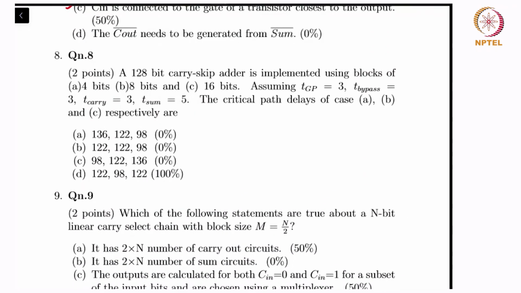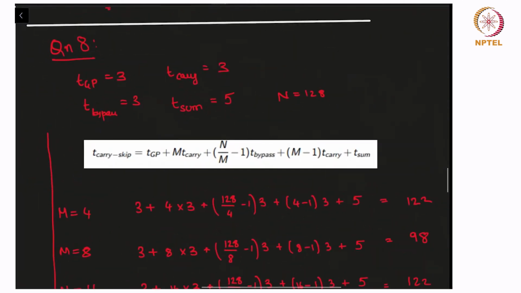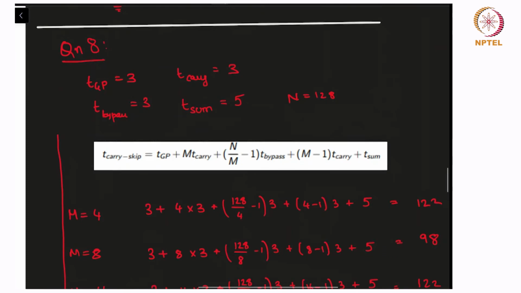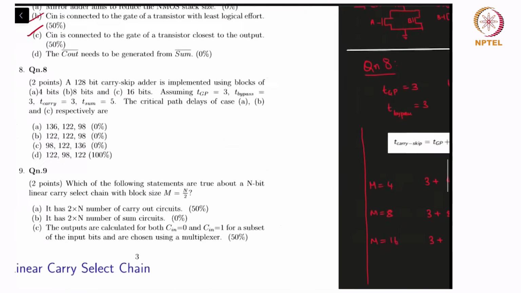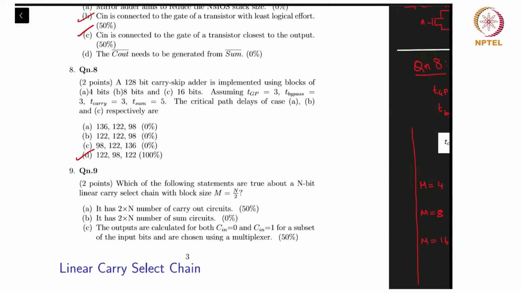Question number 8. A 128-bit carry skip adder is implemented using the following blocks in 4-bit, 8-bit and 16-bit block sizes. So for the following delays, we are asked to find what the critical path delays are. Here is the working out of question 8. You can pause the video at this point to verify this working, but this is the expression for the carry skip adder delay with respect to its inputs. So please pause the video at this point to go over the answers, but basically the answer is option D.